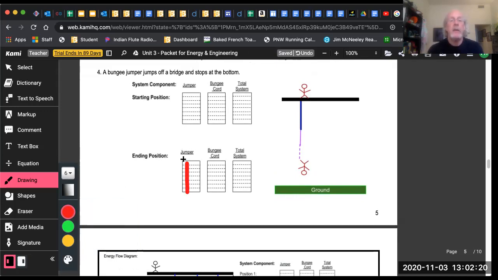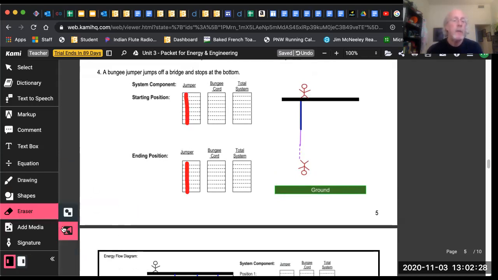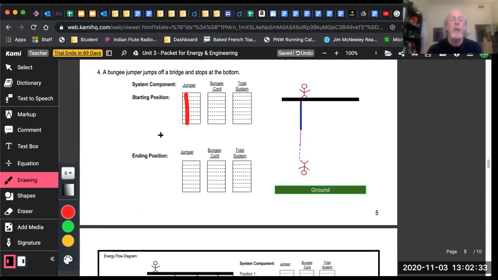The next thing, so I should put that up here in the starting one. Okay. All right. And then I'm going to get rid of that one. All right, let's go on. So the bungee cord's not stretched and the total energy in our system looks just like that.